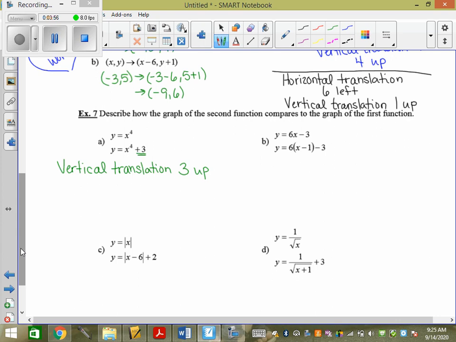Now this one throws people off. They try and say 3 down. Can we say 3 down? It was already 3 down for B. Look, the 6 was already here, the 3 was already here. What's the only thing that changed? The x minus 1. So it's a horizontal translation, 1 to the right. That's it. Because this original graph was already 3 down, it's still 3 down. I didn't make it any more down. Okay?